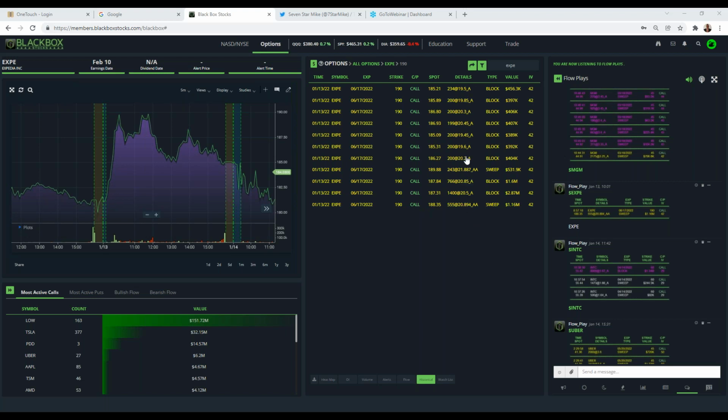Because of the A, they got filled on the ask or above the ask. And you can see the price reacting. As soon as that came out in the morning, the price just continued to climb, went from 181.50 all the way up to almost 190. So just that fast it climbed. This is the type of flow we're watching.